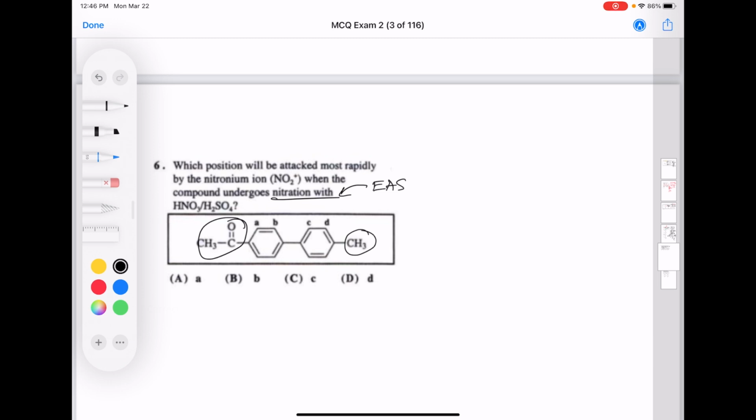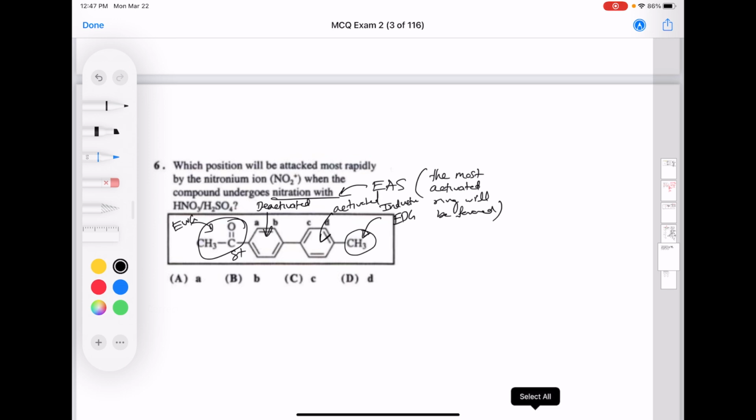And since this is an EAS reaction, the most activated ring will be favored, right? And we see that for the ring on the left, we have this ketone, and since the carbon has a partial positive charge, this is going to be an electron withdrawing group, right? So what that means is that this will be deactivated, and we see here that this is a simple methyl group, but it is an inductive electron donating group. So this will be activated, right?